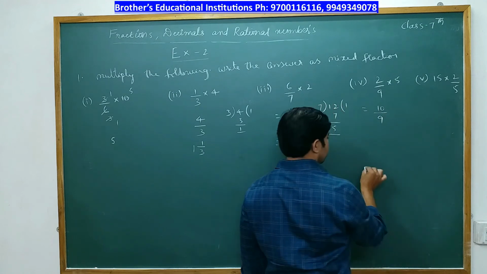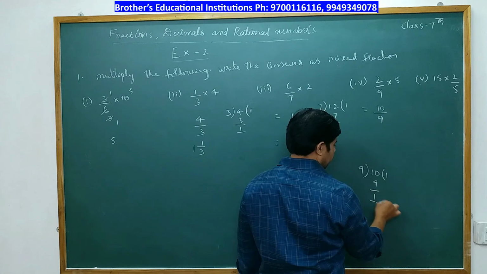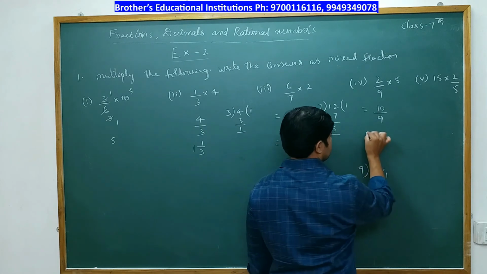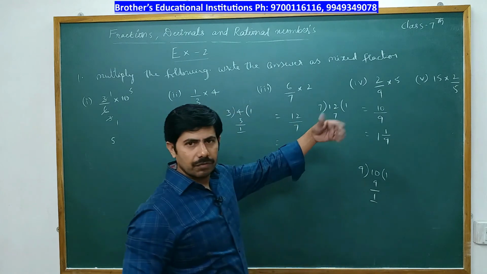So just I'll divide this. So 9 1s are 9, remainder 1, so 1 by 9. So the answer is 1 1 by 9. Now we'll go to the fifth one.